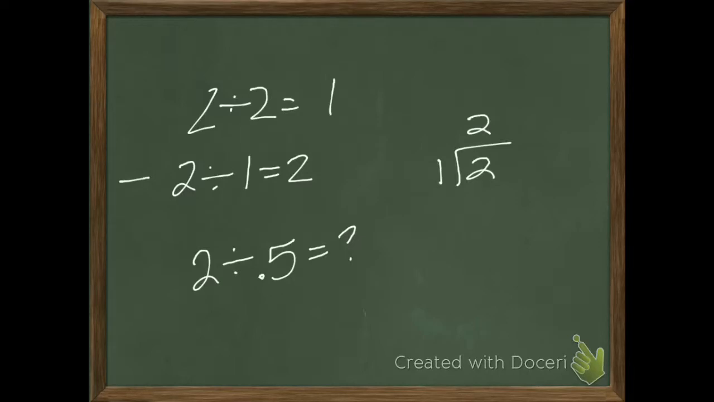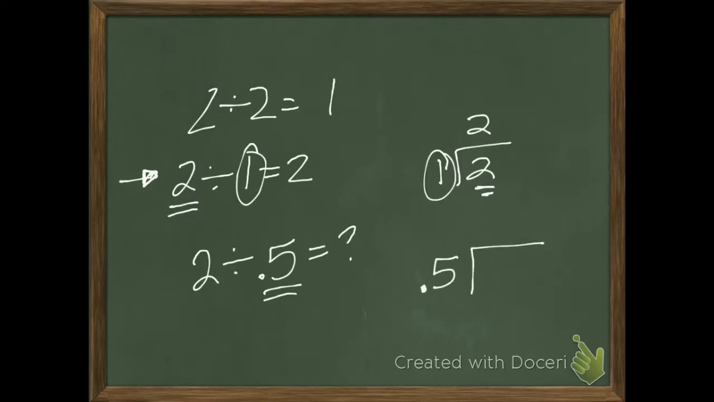So if we go back up to this problem real quick, 2 divided by 1 is 2. We know that the first number goes into the box, into the house. The second number goes on the outside. So the first number needs to go into the house, and the second number needs to go on the outside of the house. So now we have 5 divided by 2.